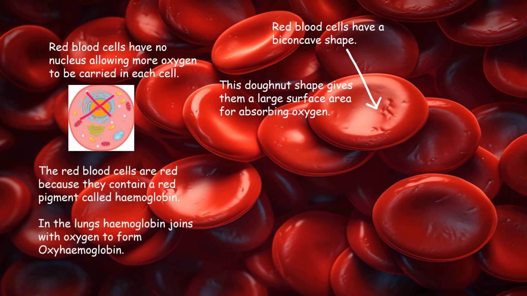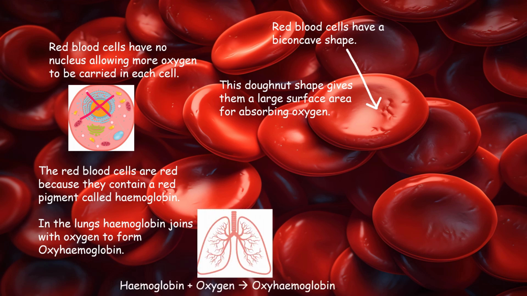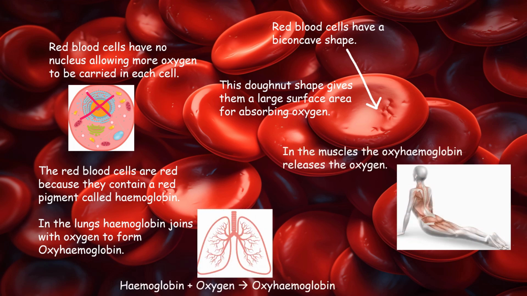The red blood cells are red because they contain a red pigment called hemoglobin. In the lungs, hemoglobin joins with oxygen to form oxyhemoglobin, and in the muscles, the oxyhemoglobin releases the oxygen.